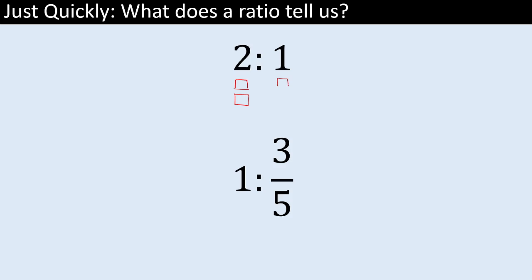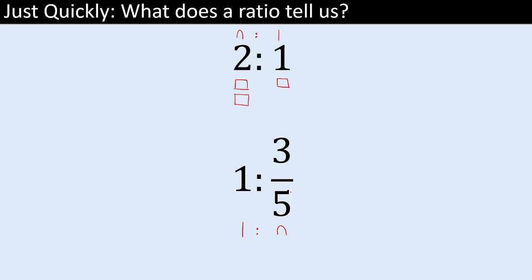visualize this in terms of boxes. So we would need two boxes to make up our left-hand side and only one box to make up our right-hand side. For every two parts we have of the left, we have one part for the right. Okay. Now this ratio is written in the form n to 1 because this right-hand number is 1. The one underneath is in the form 1 to n because the left-hand number is 1.